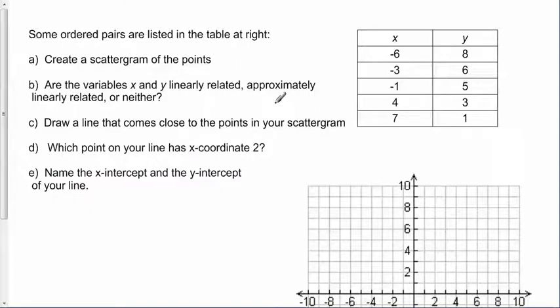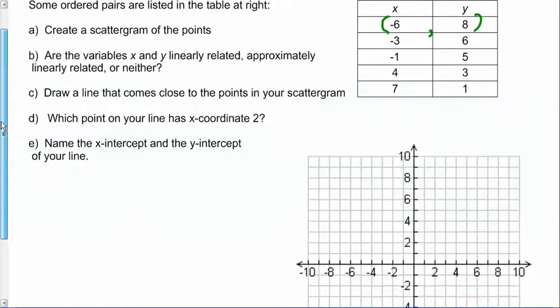So let's get our points plotted here. Remember that when we've got a list in a table like this, we can just think of the ordered pairs as being written here, as if we had a parenthesis there, a comma here, and a parenthesis here. So I'm going to scroll down just a little bit so we can see more of the graph. Negative 6, 8. So we're going to go negative 6 in the x direction and 8 in the y direction. And that's going to put us right about there.